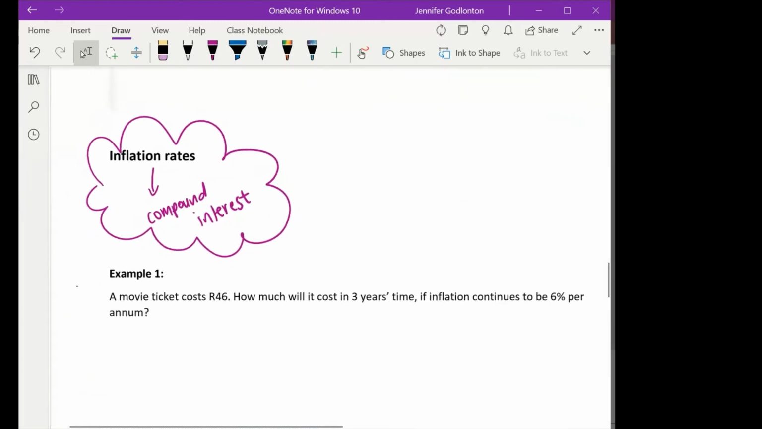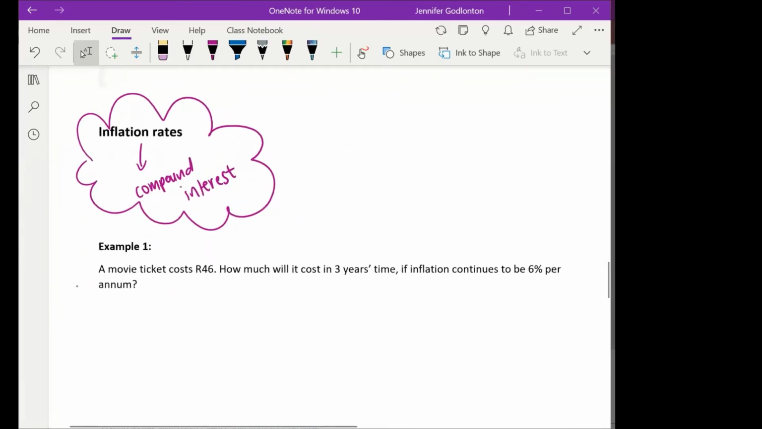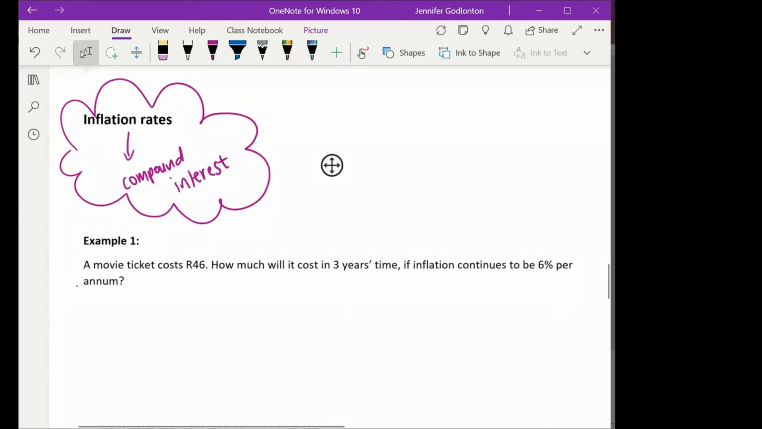So let's have a look at this question. I actually think you'll be okay with it because we've been doing questions. I want you guys to give this one a try. A movie ticket costs 46 Rand. How much will it cost in 3 years' time if inflation continues to be 6% per annum? So let's see if anyone can figure out what this movie ticket is going to cost in 3 years' time. Give it your best go.